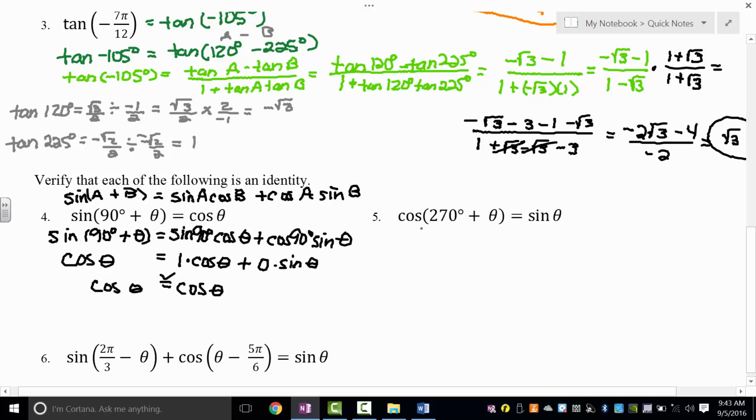So what formula would you use for number 5? I have cosine 270 degrees plus theta. You're right. You use the cosine of A plus B formula. So let's duplicate that formula. Cosine A, cosine B, minus sine A, sine B. Okay, pause the video and you try number 5 on your own.